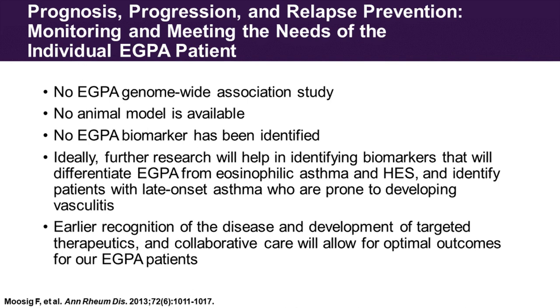but also try to catch these people earlier and differentiate them from those other eosinophilic syndromes, or even markers that can say this person with severe asthma and some eosinophils is at high risk of developing these vasculitic manifestations down the road. What can we do up front to take care of it? So earlier recognition of the disease, better understanding of the pathophysiology, and collaborative care will all help us get towards better outcomes for our EGPA patients.